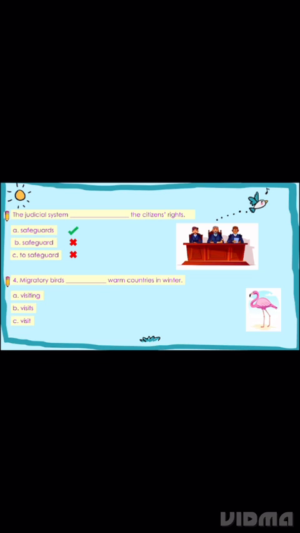Migratory birds visiting warm countries in the winter. Does it sound correct? No. Migratory birds visits warm countries in the winter. That also doesn't sound correct. So what is the correct answer? Migratory birds visit the warm countries in winter. Very good, children. Well done.